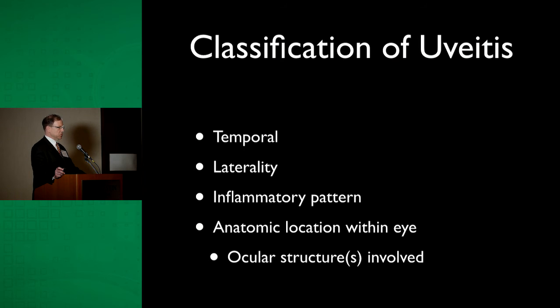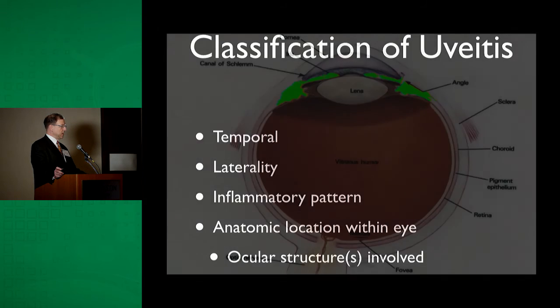So the uveitis person can classify uveitis in a variety of ways. Temporal: is this acute versus chronic? Laterality: is it one eye, both eyes? The inflammatory pattern, meaning granulomatous, non-granulomatous. But the main way we do this is still anatomically. Where in the eye is the main site of the inflammation?